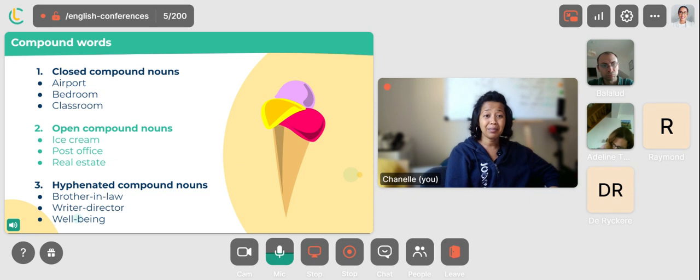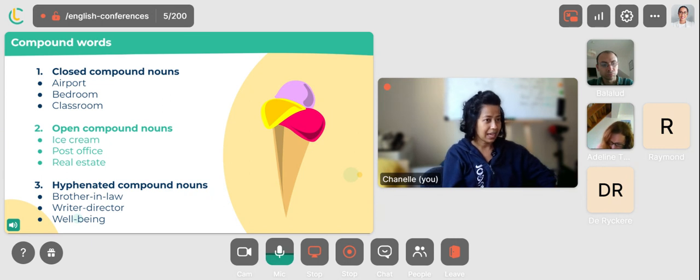So we have some examples of compound nouns. We have closed compound nouns such as airport, bedroom, and classroom. But we have open compound nouns, so they are separate, like ice cream, post office, and real estate, immobilier. With our hyphenated compound nouns, we have brother-in-law, writer-director, and well-being, bien-être.